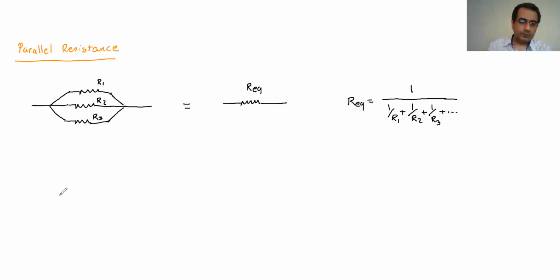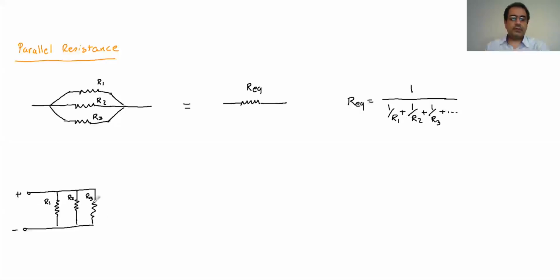Now, for example, when we were talking about the series, it says that the I is the same and the V is different. Now let's look at a simple circuit that we have. If you have a circuit like that, with three resistors in it, positive, negative, and then we have R1, R2, and R3.